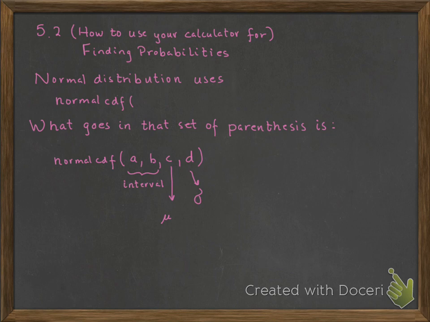Okay, so remember when we were finding a normal distribution, we used the normal CDF, which is second, zero, log, and then arrow down to normal CDF. And remember what goes inside that set of parentheses is your A and your B, your interval. And normally what we were doing was finding the area to the left of the z-score after we had defined the z-score, and then entering the mean and then the standard deviation.